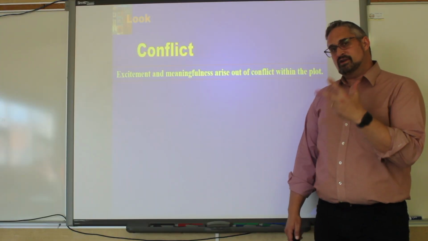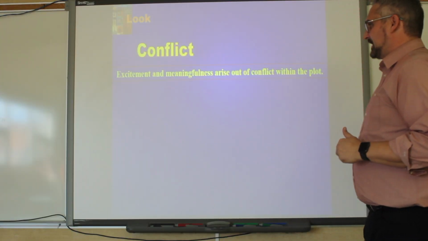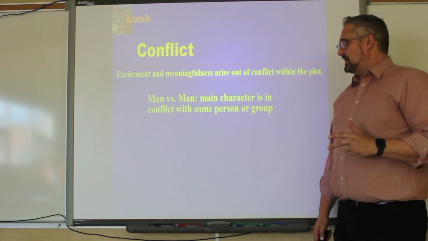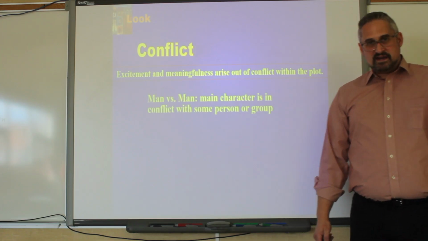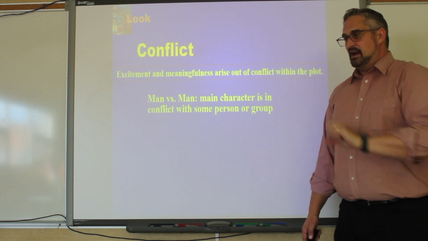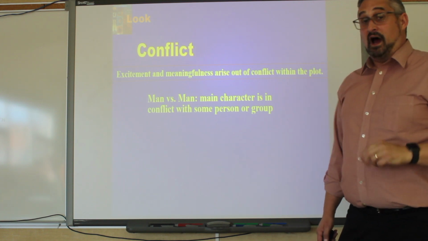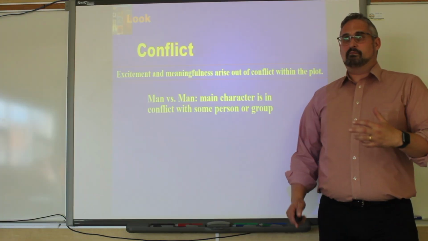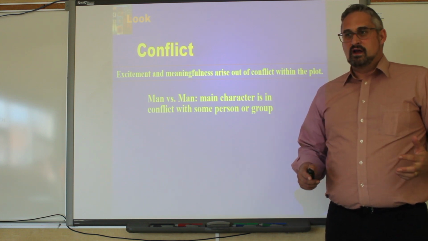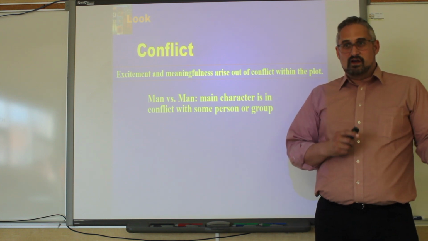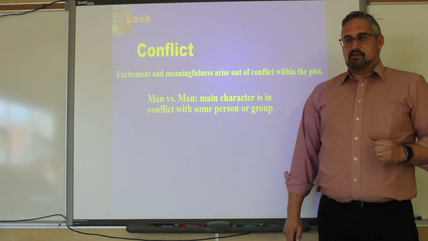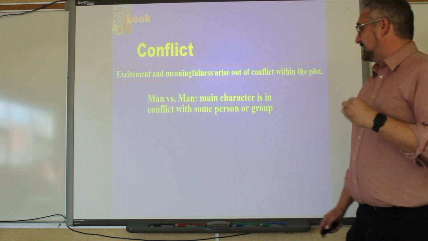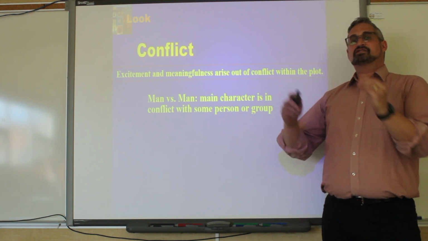So really there are three main types of conflict that I want to talk about today. The first one is man versus man. Well, this is main character versus other. If you want to talk about The Walking Dead, it's Rick Grimes. Oh, but then it's not Rick Grimes anymore, and then it becomes Michonne against Alpha. That's man versus man. It's the character in conflict with some person or some group.